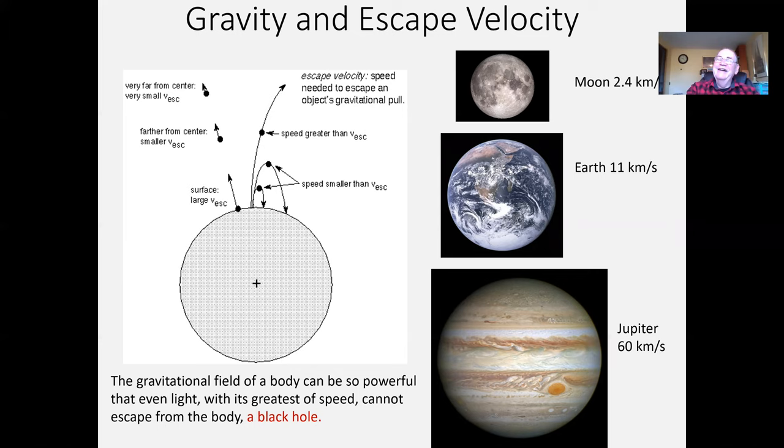What happens? And since E is equal to mc squared, and matter and energy are equivalent, and we have the equivalence principle, what happens even to light when the escape velocity of the gravitational field is greater than the speed of light? Even light cannot escape from that gravitational field. That's a black hole, right? And so that's one of the great consequences of the general theory of relativity, the existence of black holes.